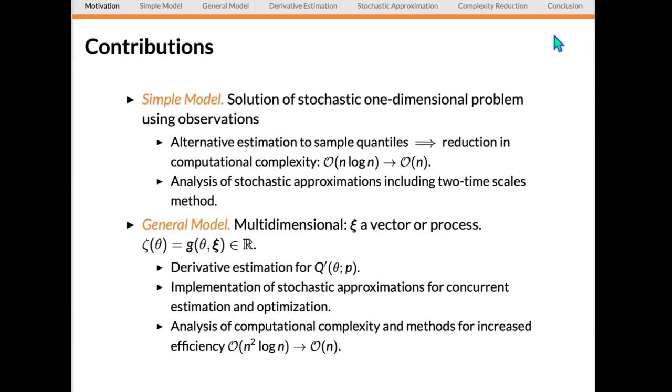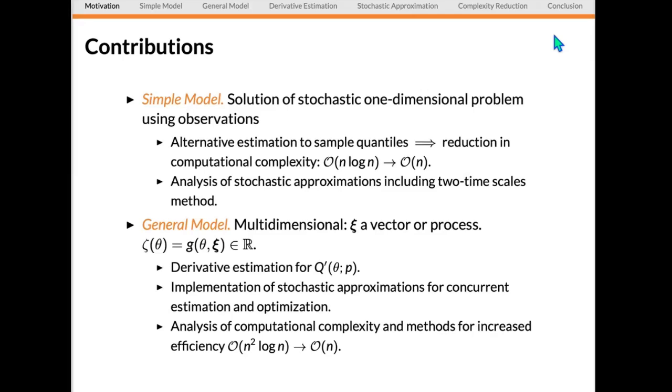And then the general model, which is the one that I like the best, of course, because it's the more difficult one, but the more realistic one. Now we have a vector or a process, and there's a function zeta, which is real valued. This function zeta is the one that defines the safety region. This is the one that has to be smaller or equal than some quantity alpha. So what we've done is develop the derivative estimation for the quantile by only looking at the data that is coming.